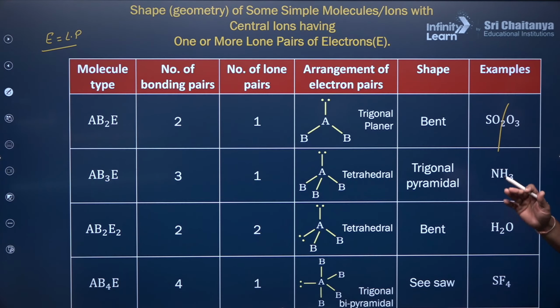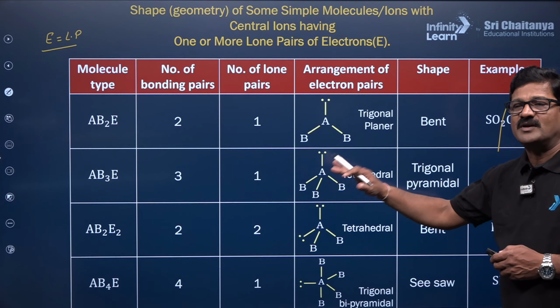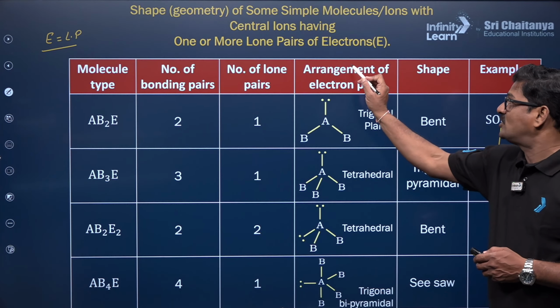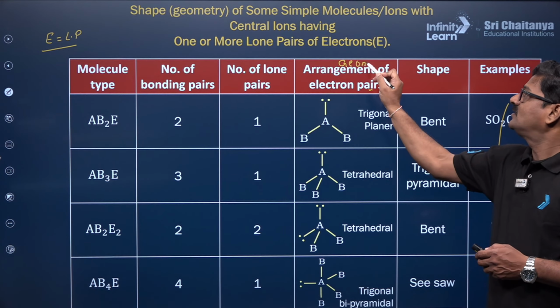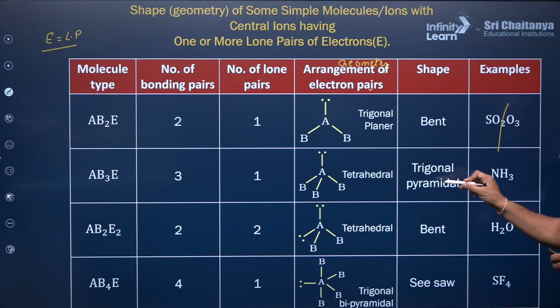SO2 and O3 come under this category. And AB3E, it is going to be steric number 4, electron geometry is going to be tetrahedral, and the shape is going to be trigonal pyramidal, ammonia, it is going to be like this.